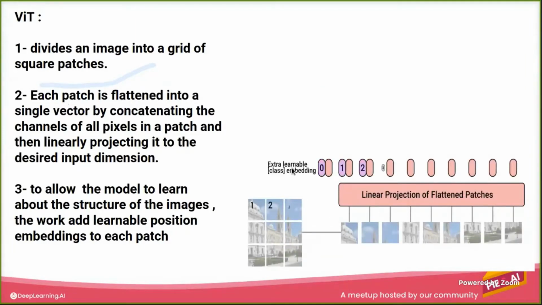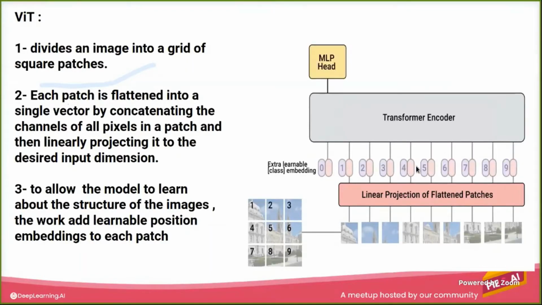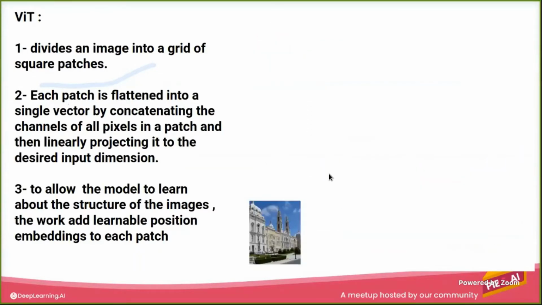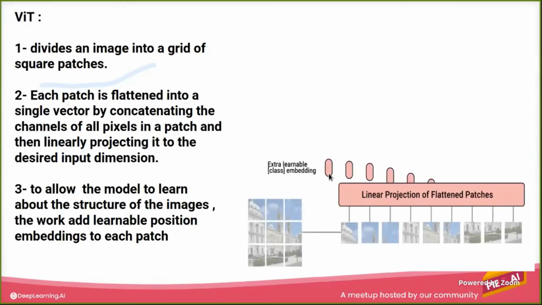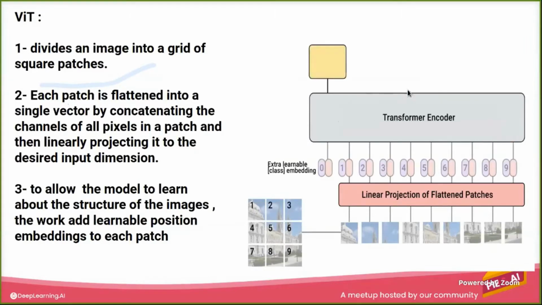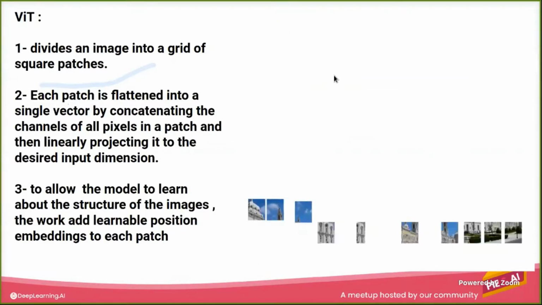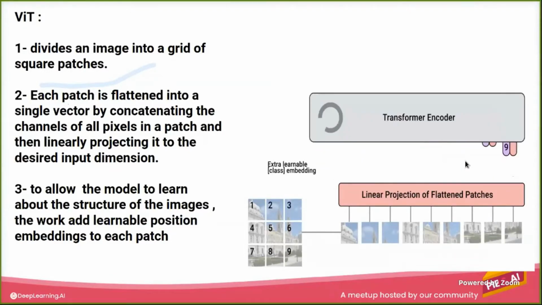And then we are adding a learnable class token, so we understand the position. We wanted to understand the structure of the image. So this is for position learning, if you want to call it positional encoding. Then we are going to go to a normal transformer encoder layer. And this is just a head for classification.